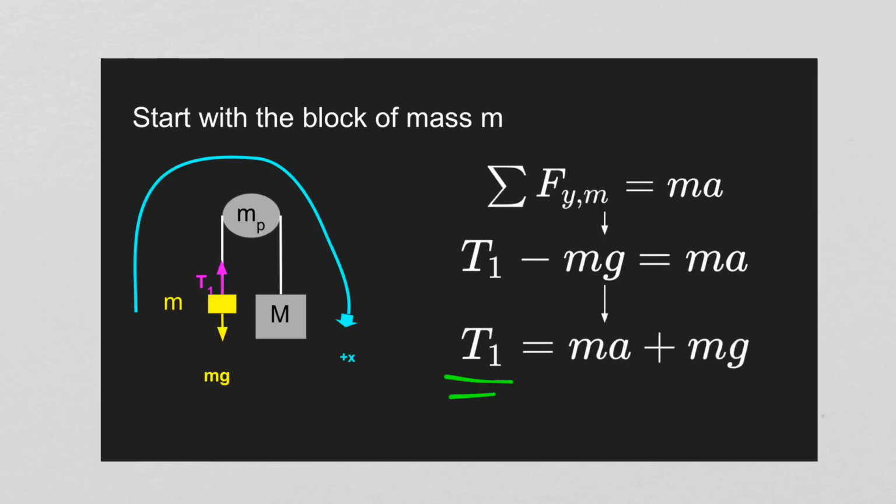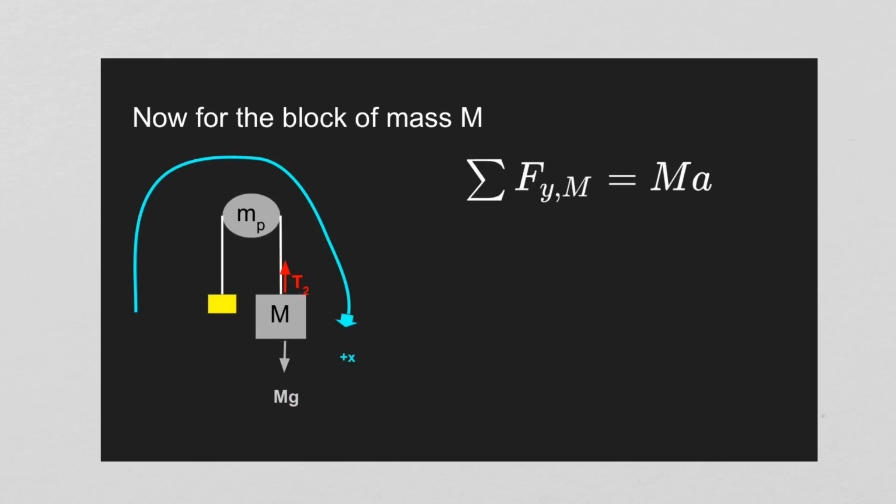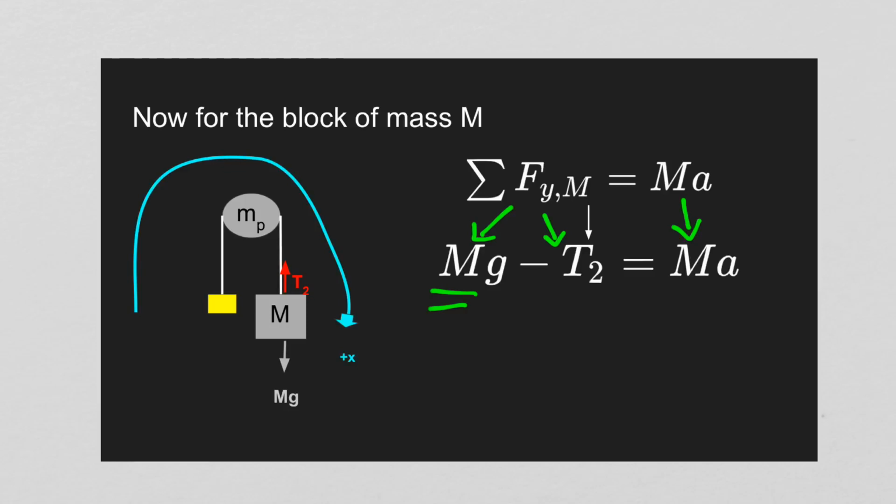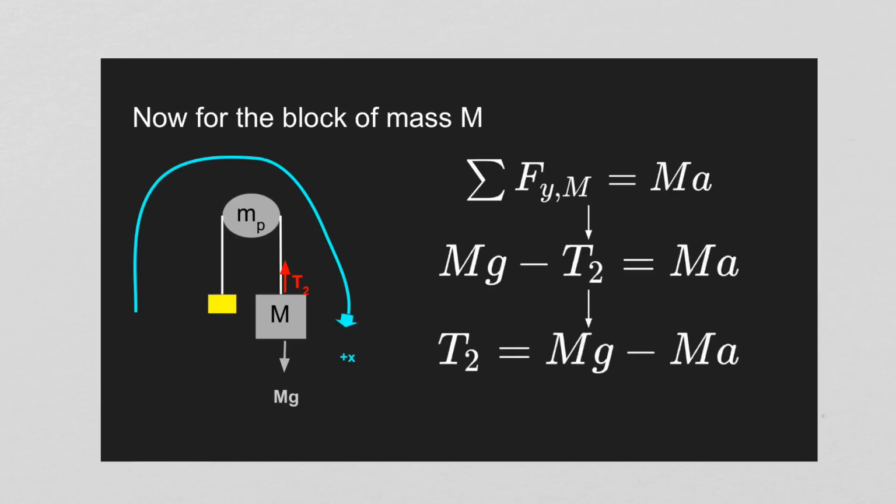And now I have an expression for T1. Great. Now let's look at block M. I've got sum of forces, and again, we're working vertically. So Ma goes over here, it's going to accelerate. Mg is pointing down, and Mg is pointing in the positive direction, and T2 is pointing in the negative direction, relative to the axis I established. And now I have an expression for T2.